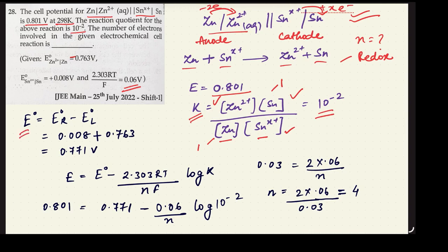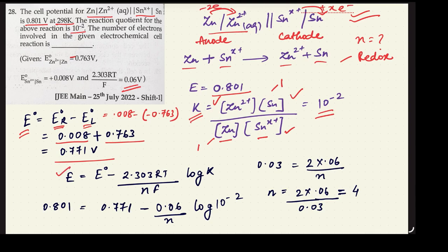Standard EMF of the cell will be equal to reduction potential of the cathode minus reduction potential of the anode. Now cathode is tin, so reduction potential of cathode is 0.008 volt minus reduction potential of anode. Reduction potential of anode means reduction potential of zinc, which is minus 0.763. Opening the brackets, minus minus will become plus. So the standard EMF of this cell will be 0.008 plus 0.763, which is equal to 0.771 volt.